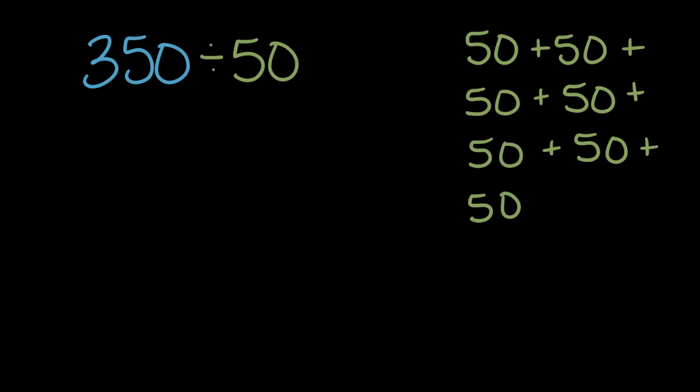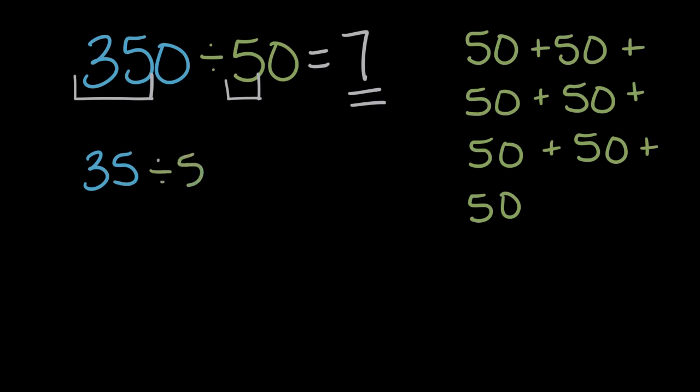And how many groups is this? 1, 2, 3, 4, 5, 6, 7. So 350 divided into groups of 50 is 7. Now let's look at that quotient, that solution of 7, and notice something. If we had simply divided 35 by 5, we would have also gotten 7. 35 divided into groups of 5 is also equal to 7.